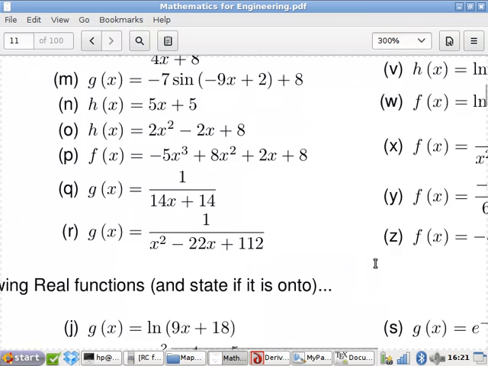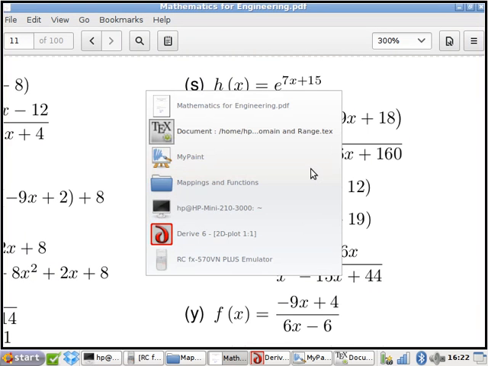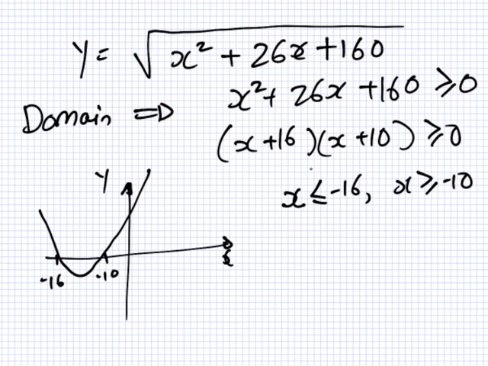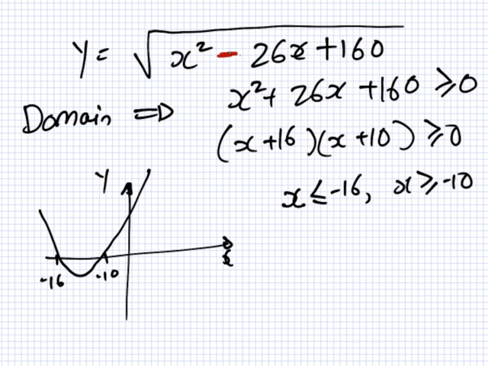X will be minus 26. Jerry, you read it wrong to me. You said plus. It's minus. Let's do it again. Still wrong. Okay, let's see. Trust me. This is minus. Okay, so what's the numbers now?